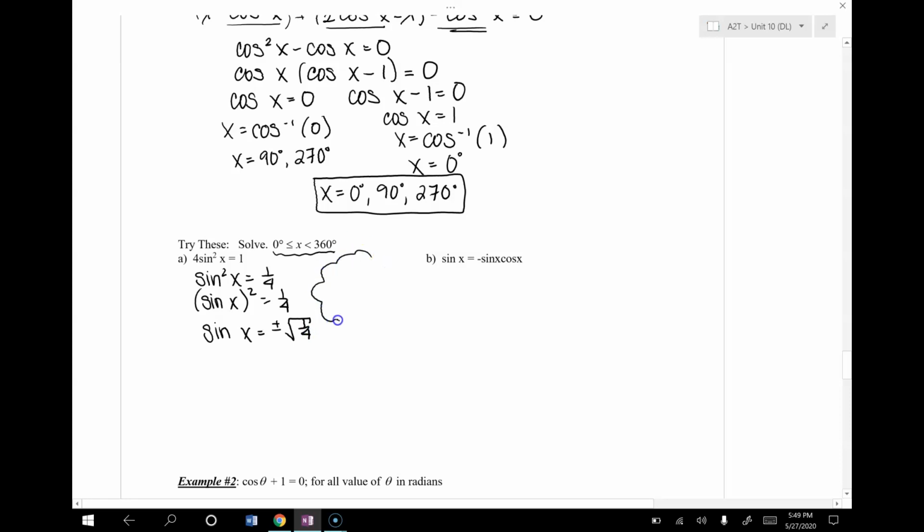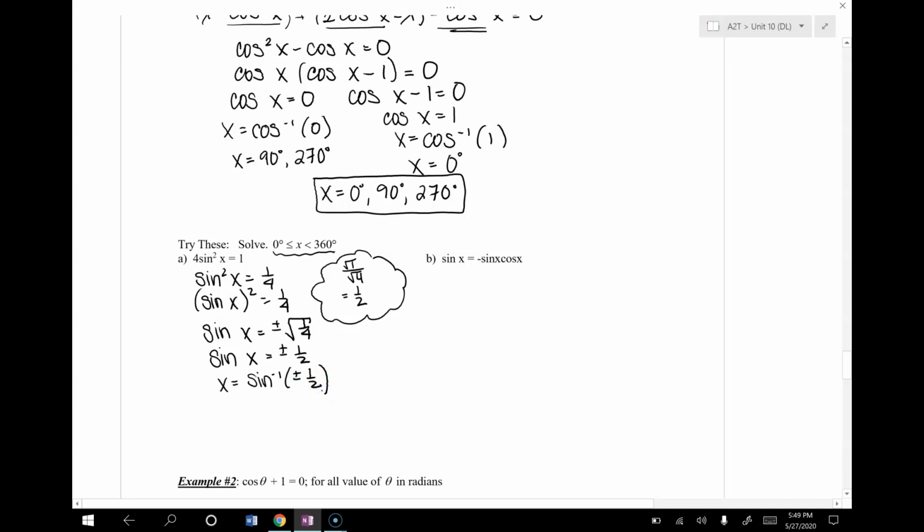Now travel if you will to my thought bubble. Square root of 1 over 4 is the square root of 1 over the square root of 4. If I were to take the square root of each of them, I would get 1/2. So we're looking for what values of x would make this equation true. So that means that x is going to be the inverse sine of plus and minus 1/2.